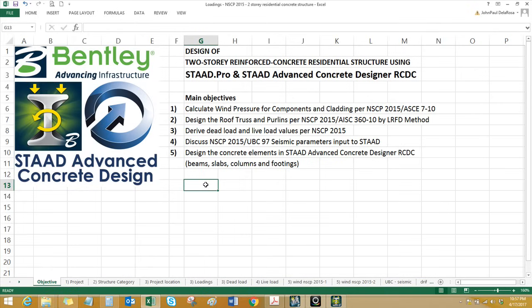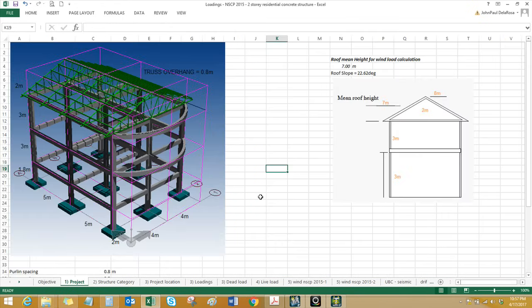And lastly, along with modeling yung STAAD model natin, i-analyze natin yon, then i-design natin yung concrete elements, yung concrete frame elements sa STAAD Advanced Concrete Designer RCDC. So, yun yung beams, slabs, columns, and footings. So, ito yung project natin.